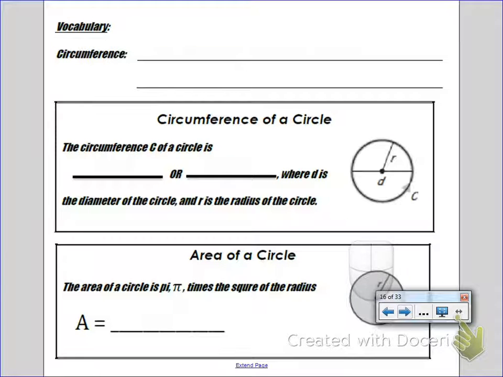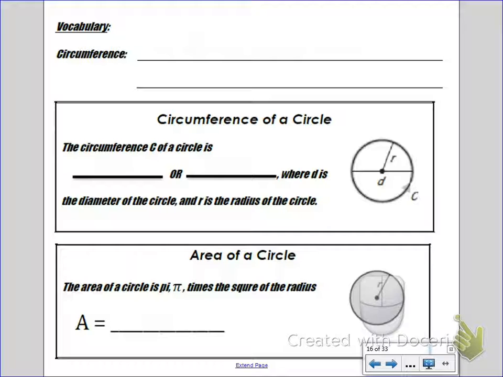Alright, so let's go ahead and define circumference first. Circumference is defined as the distance around a circle. And based on our circle here, we can use a diameter or radius. Remember, diameter is going to be the distance all the way across the circle, crossing through the center, and the radius is going to be half of that diameter.